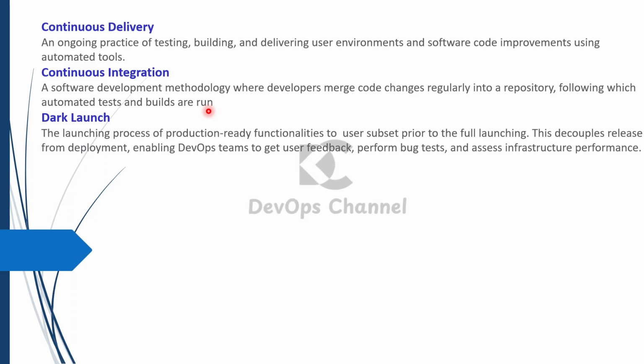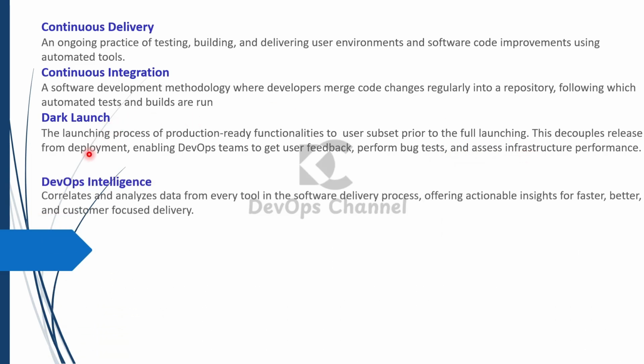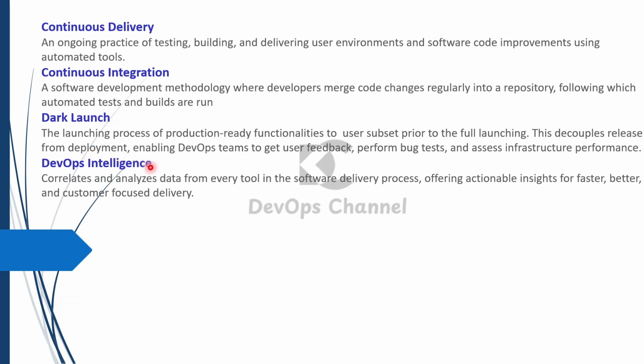Next one is dark launch, the launching process of production-ready functionalities to a user subset prior to full launch. Okay. This decouples releases from deployment, enabling the DevOps team to get user feedback, perform bug tests, and assess infrastructure performance. So kind of like a canary release. Okay. Next one is DevOps intelligence. Basically, it correlates and analyzes data from every tool in the software delivery process, offering actionable insights for faster, better, and customer-focused delivery.